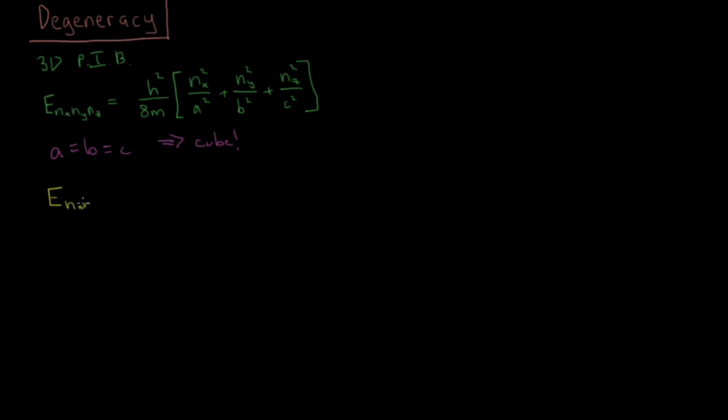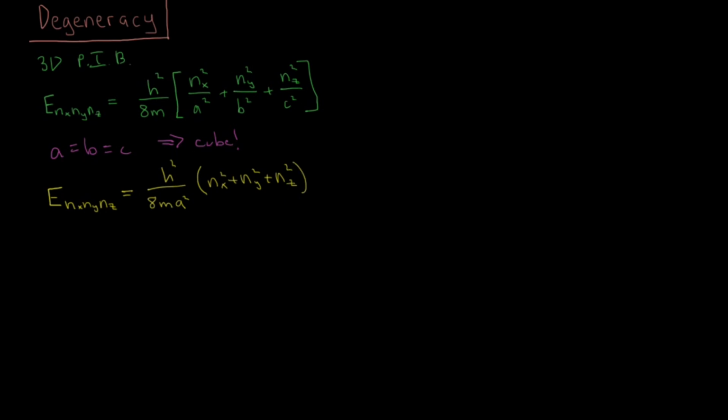So for this specific case of the particle being in a cube, the energy is then going to be h squared over 8m, and if we call our length dimension just a, the a is going to factor out because it'll be the same in every denominator, and then we just have nx squared plus ny squared plus nz squared.